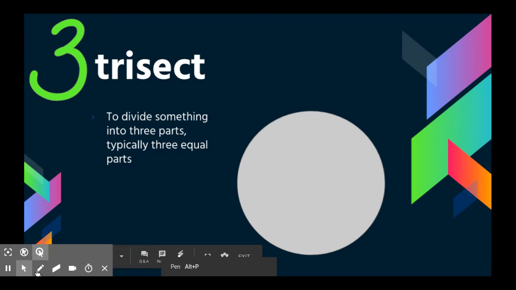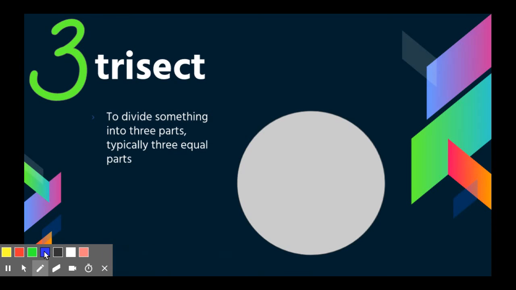Trisect is your next word, and so this means to divide something equally into 3 parts, typically 3 equal parts. So right now I am going to trisect, or divide this circle into 3 parts, or attempt to. So please excuse my not very straight lines.